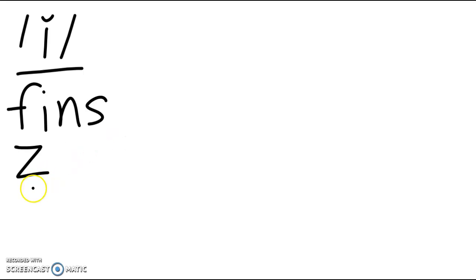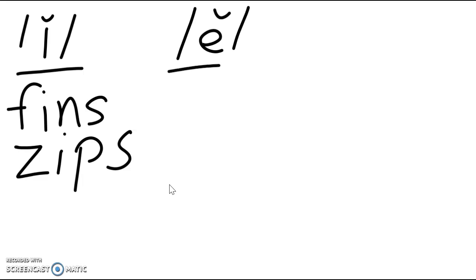Sound. Z. Sound. I. Sound. P. Sound. S. Let's blend. Z, i, p, s. Word. Zips. And this sound is eh. Okay, here we go. Sound b. Sound eh. Sound n. Let's blend. B, eh, n. Word Ben. That's right. That's somebody's name.